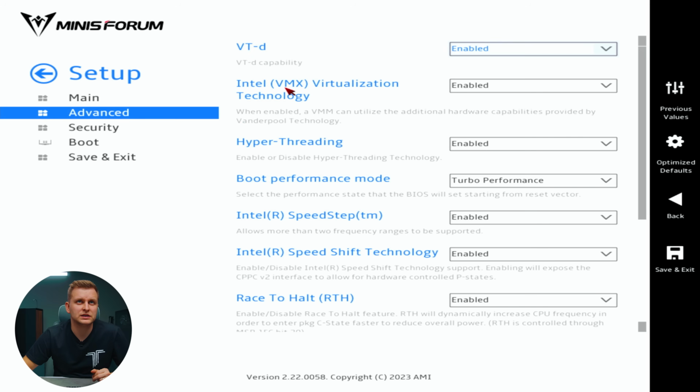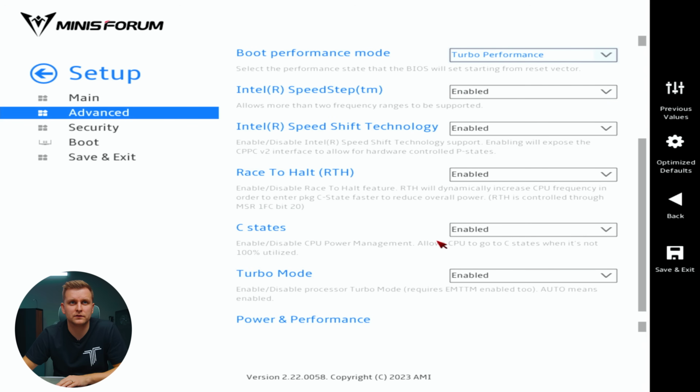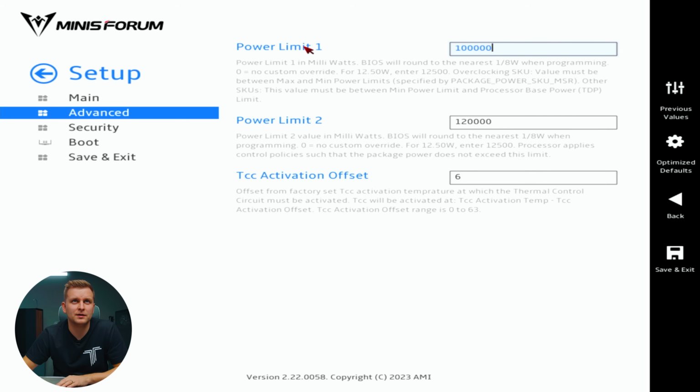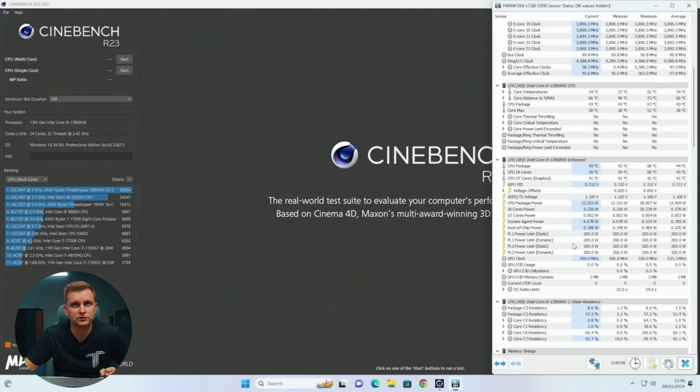Advanced. CPU configuration, turbo enabled, C-state, turbo mode enabled, power and performance, power limit one. So this is 100,000. Let's set this to 200,000. Power limit two to 200 as well. Let's see if that works. Okay, you can see PL1 and PL2 limits are now set to 200.